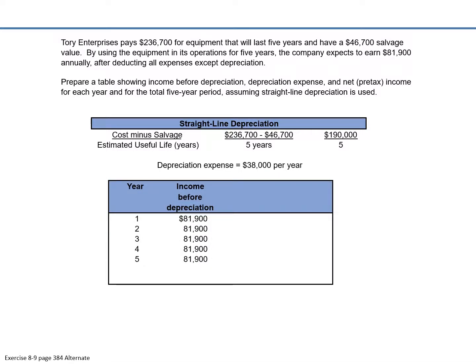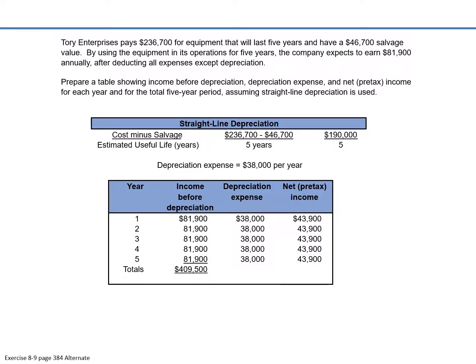Prepare a table showing income before depreciation, depreciation expense, and net pre-tax income. Well, income before depreciation is the same for all 5 years. Our depreciation expense is the same for all 5 years. 81.9 minus 38 is 43.9. So we have total income over the 5-year period of 409,500. Total depreciation of 190,000. Total net pre-tax income is 219,500.